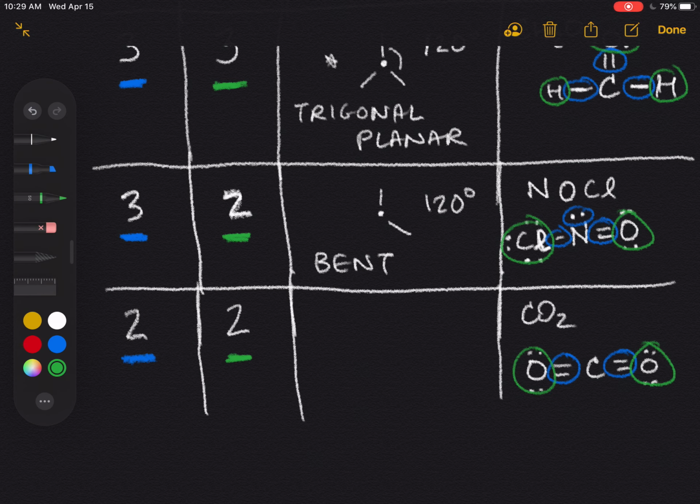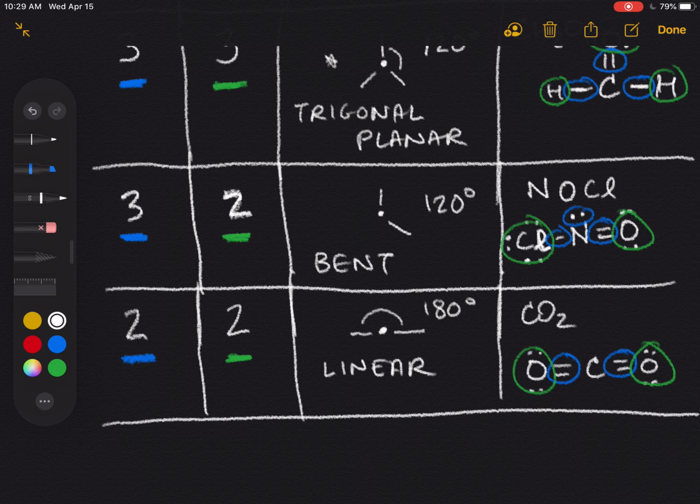If we're going to have these two regions spreading out, repelling each other as much as possible, perhaps you can see how it's fairly intuitive that we're going to end up with them as far away from each other as possible, and so our bond angle is 180 degrees. The shape of this, the geometry, is linear. And that is it. That's what you need to know for molecular geometry.